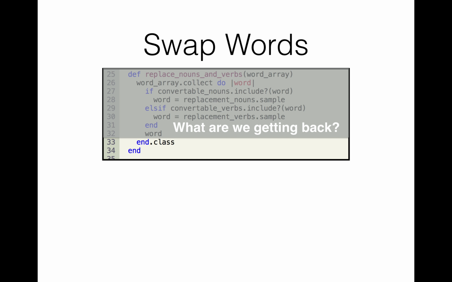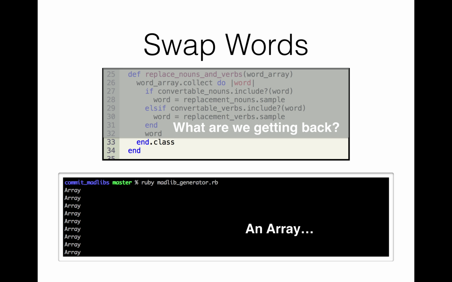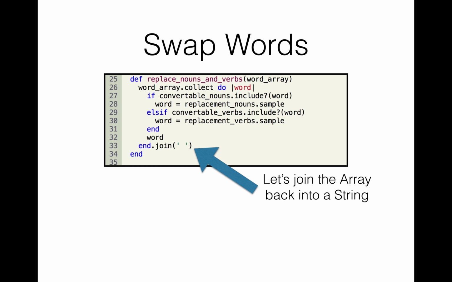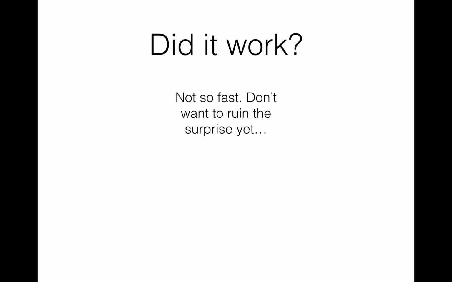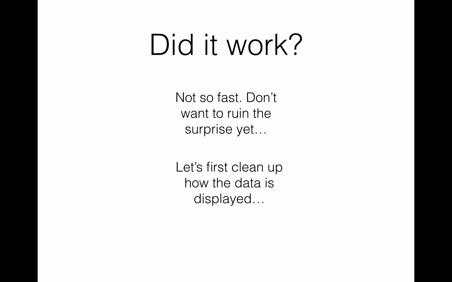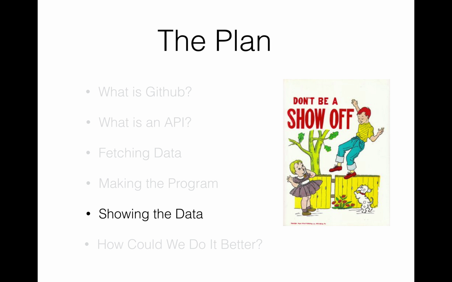So what are we getting back? When we go through this process, we're actually getting arrays back. And that's not what we want. We want sentences. So remember how we split? We're going to join the arrays back together. And a join typically just joins together, so we're going to pass join a space in the form of a string. So did it work? Well, not so fast. I don't want to ruin the surprise yet. Let's first clean up how the data is displayed, and then we can see. Showing the data.